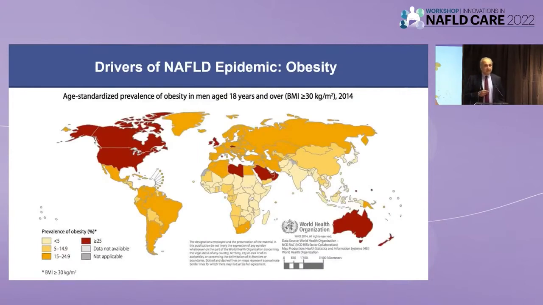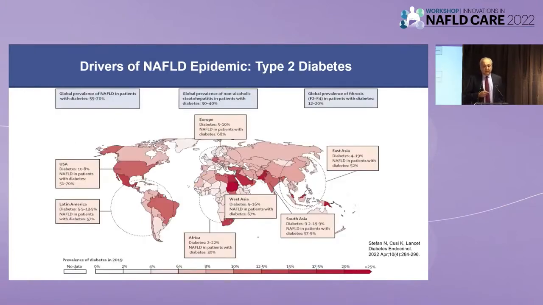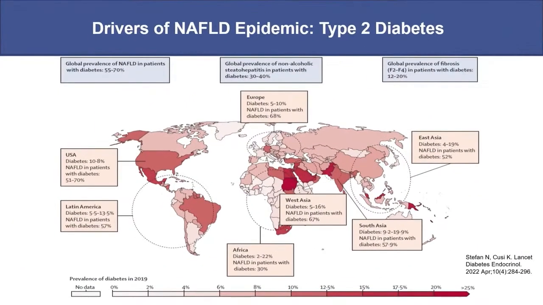So what are the drivers? The drivers are known to you, some of them, and this is basically the map of obesity, and the red areas that you see correlate very well to the red areas of the prevalence of NAFLD in different regions of the world. And this is type 2 diabetes. This is a review paper that Ken Kuzi and his colleague put together, and I'm sure he's going to show more data on this in terms of diabetes, quite prevalent in all regions of the world.